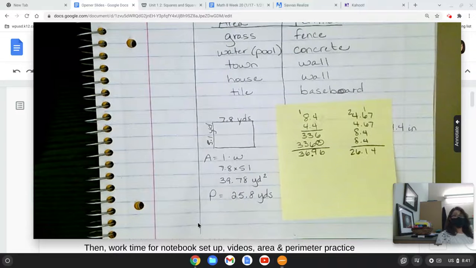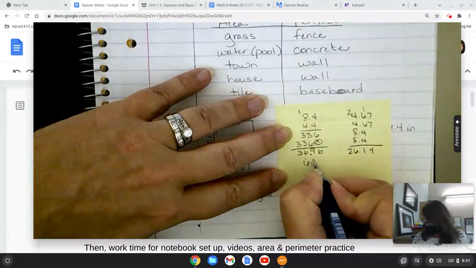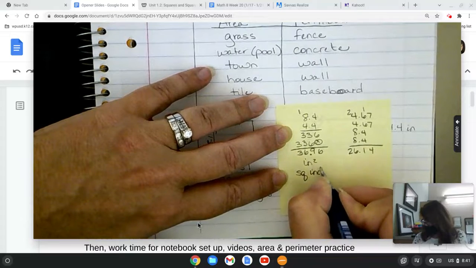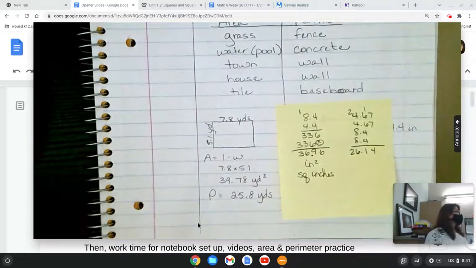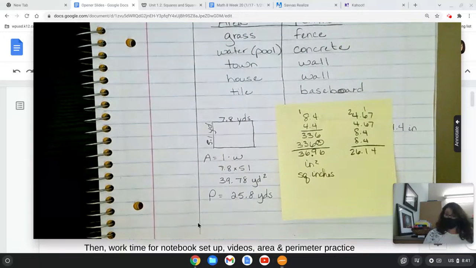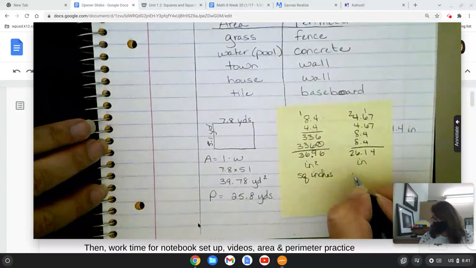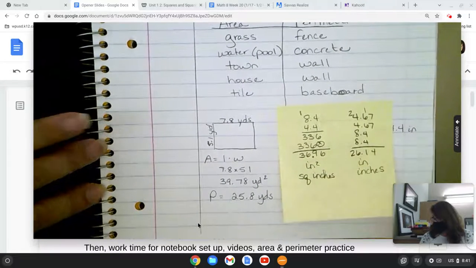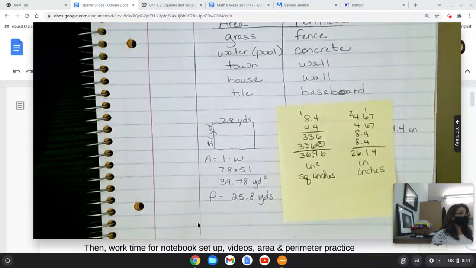What do you think? For the first one, it would be inches squared. Okay, inches squared, or you could write square inches. Then for the second one, it would be 26.14 inches. And you could just write IN, or you could write out the whole word inches. That's it. It's the whole thing.